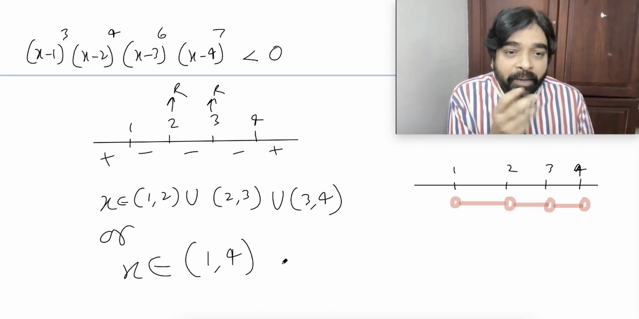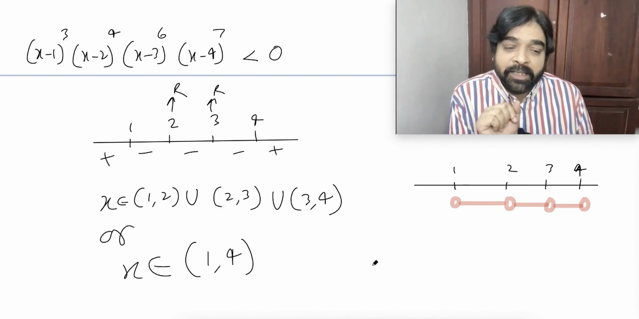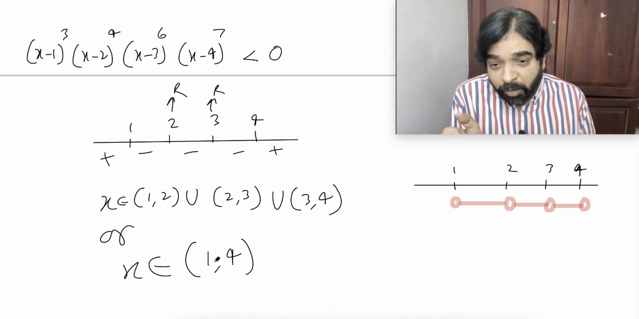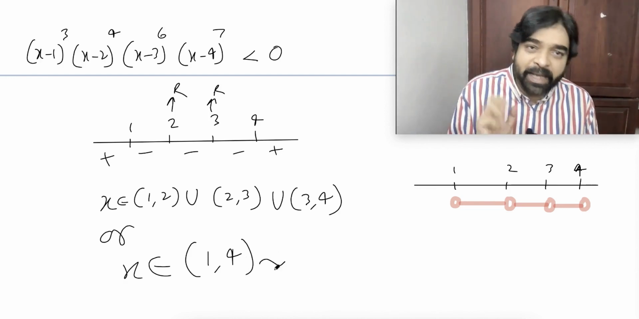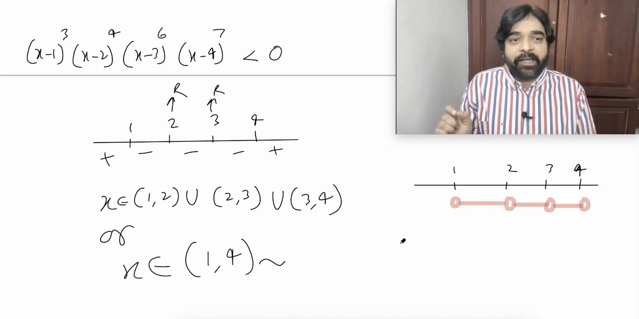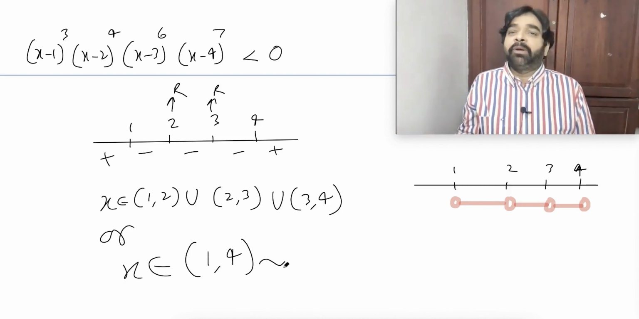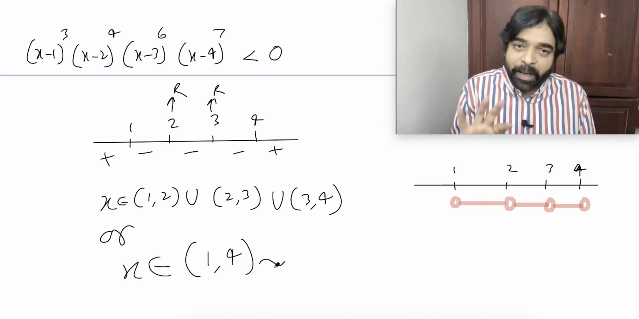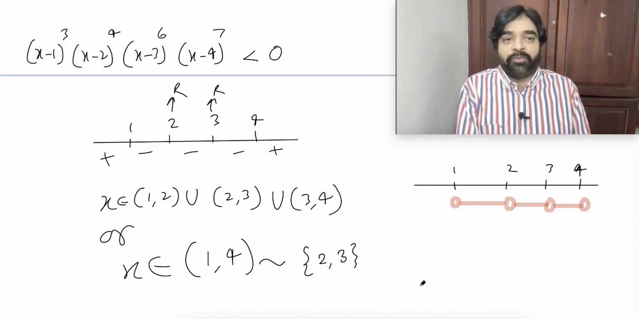2 and 3: if I have to remove something, it means subtract. Remember, we use minus only for subtracting a number from a number. If you have to remove something from an interval, we use the difference symbol. It is equivalent to minus. Whenever we have to subtract a number from an interval, we use the difference symbol. This symbol tries to remove. Curly bracket, 2 and 3. Why curly bracket? Because only 2 numbers I want to remove.